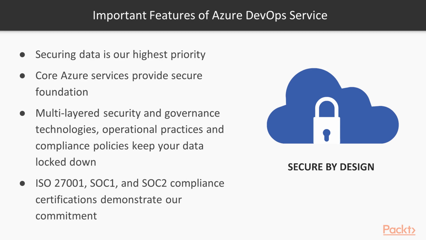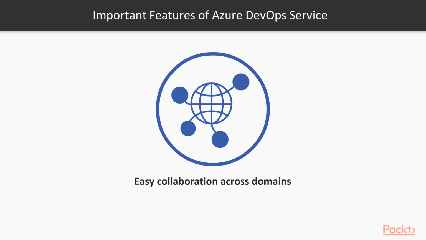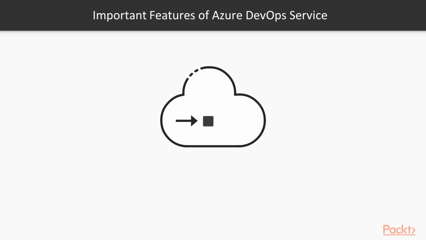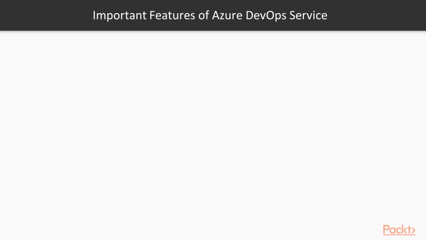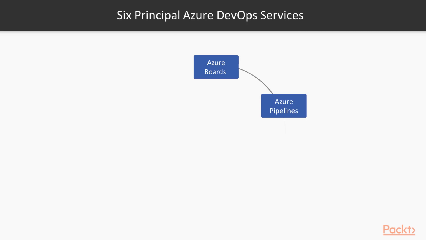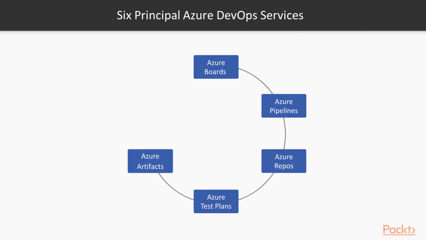Finally, Azure DevOps is maintenance-free, has easy collaboration across domains, and will scale elastically, so it will grow with your business. The services that Azure DevOps consists of are 6 in the main: Azure Boards, Azure Pipelines, Azure Repos, Azure Test Plans, Azure Artifacts, and the Extensions Marketplace. Let's dig a bit deeper into each of these.